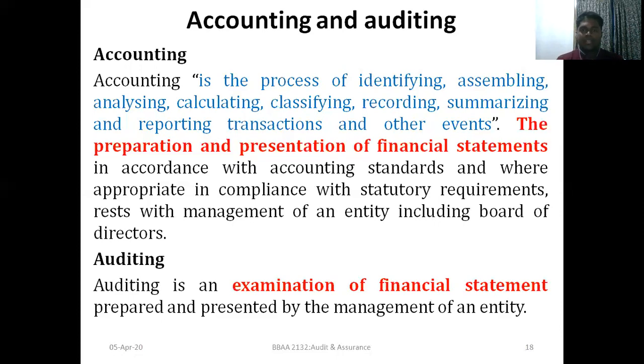I hope you understand. Sometimes the examiners ask you to explain the connection between accounting and auditing.